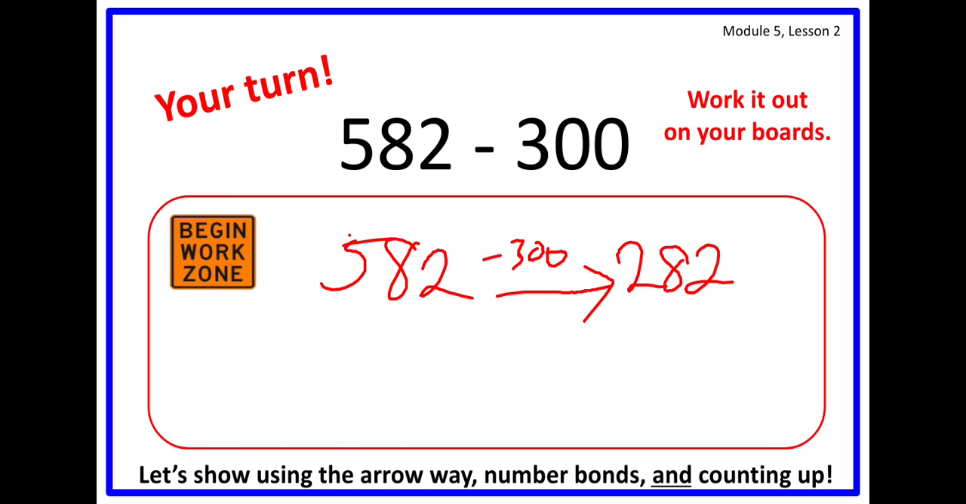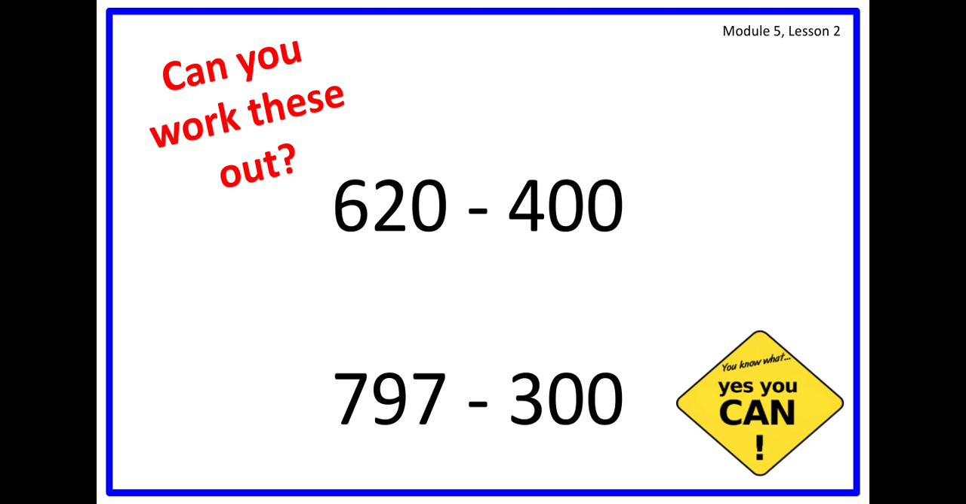582 minus 300, using our arrow way, will give us 282. Using our mental math, 620 minus 400 will give us 220. 797 minus 300 will give us 497.